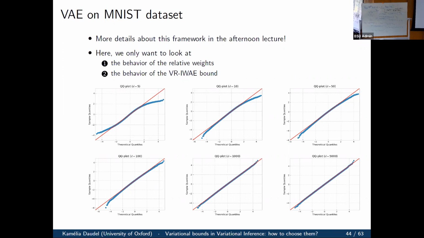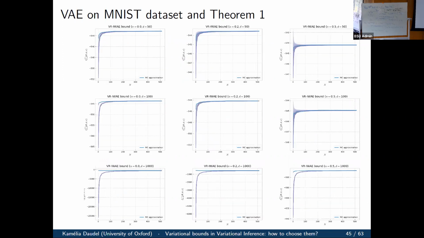Okay, so we have a bit of time left, which is great. And I'm back with my plots for theorem 1 with alpha as 0, 0.2, 0.5, and I'm looking at dimension 50, 100, 1000. So this is the conclusion that we usually have. It's actually believable at dimension 50 that my theorem 1 predicts well the behavior of the VREY bound.